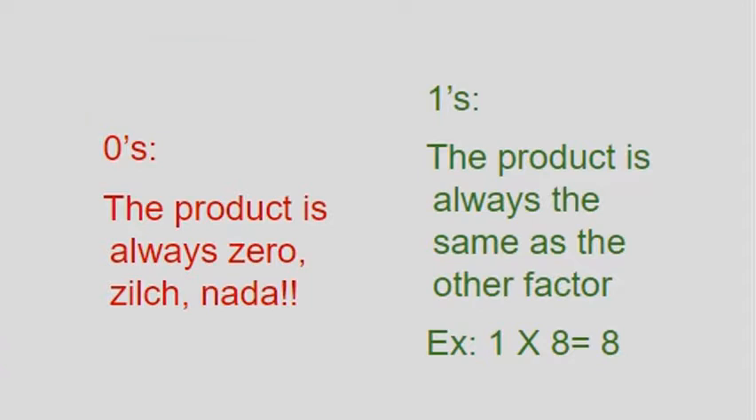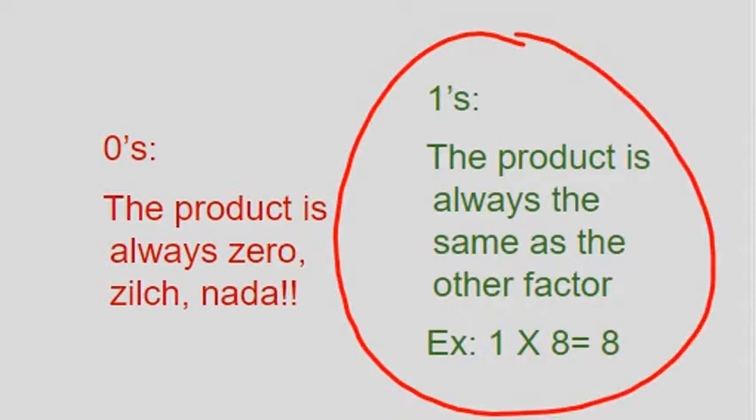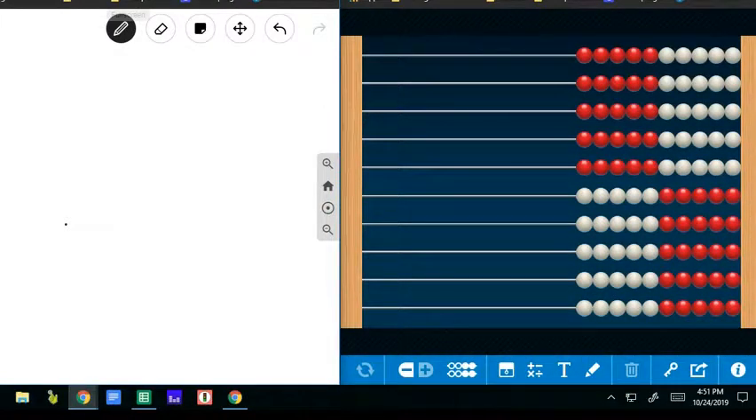Then we have our ones facts. When you multiply times 1, the product is always the same as the other factor. For example, I do 1 times 8, that's going to equal 8. It's going to equal 8 because what we're saying is I have one group of 8 or I have 8 groups of 1. Either way, you're going to come out with 8.